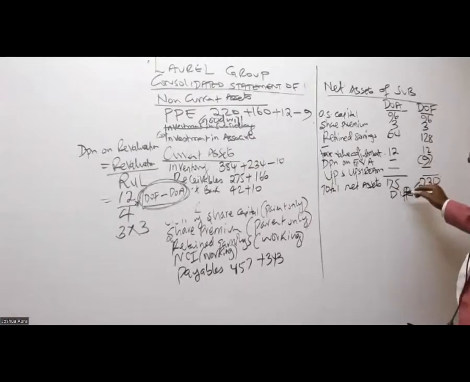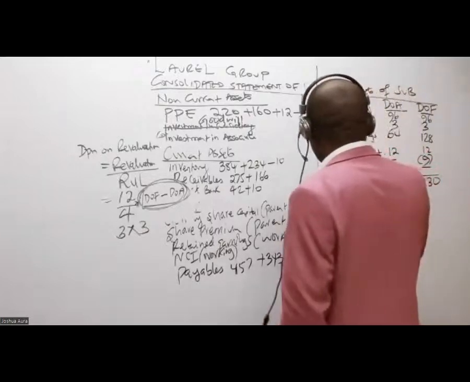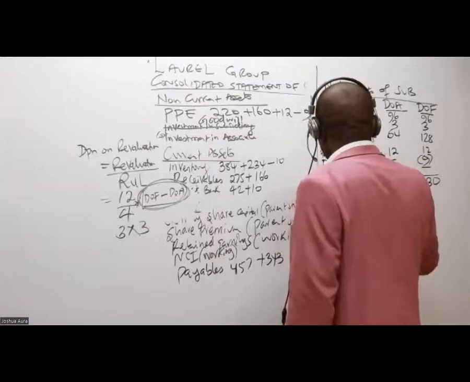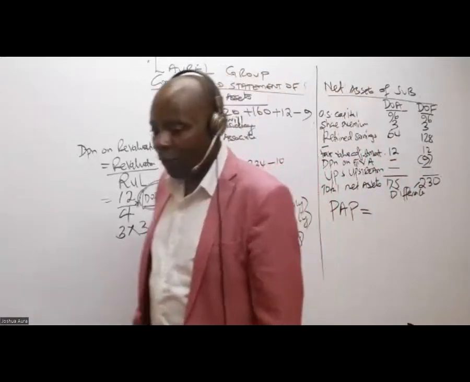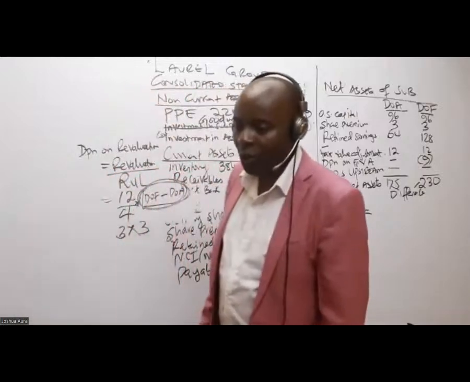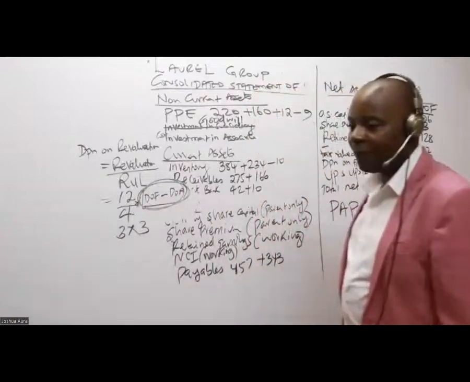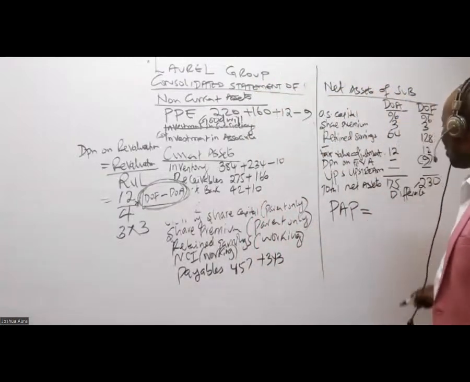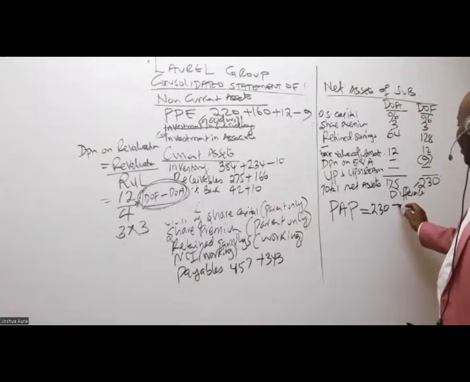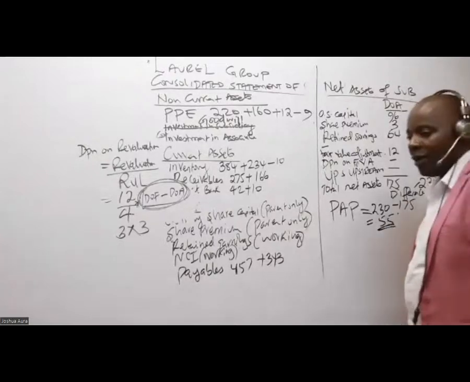Those two numbers, normally we give it a special name, PAP. PAP stands for post-acquisition profit. So 10 is giving us 220. I don't know how they're getting 228 really. I'm being told that PAP is 230 minus 175, which is 55. PAP is 55.